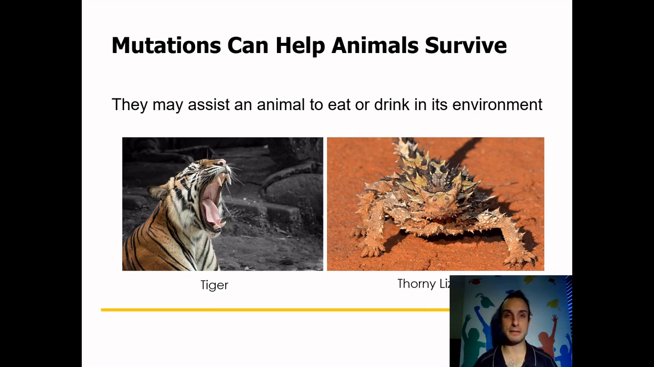If tigers didn't have really sharp teeth, they probably wouldn't be as efficient at surviving. But the mutation that you need is very, very specific to your environment.